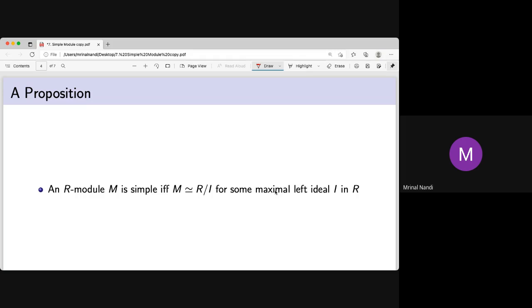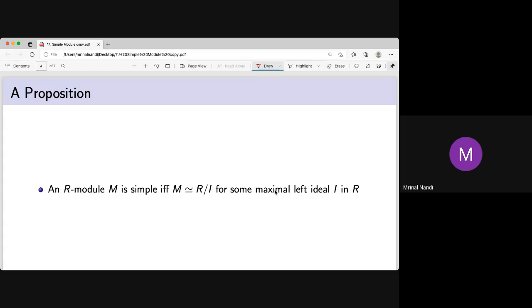So the converse can be stated in two different ways. The one direction is easy: if M is simple, you can find the I such that I is a maximal left ideal, and M is isomorphic to R mod I. The other way, from right to left, we can state in two different ways. We can say I have a ring R, and I have a maximal left ideal I in R. Then R mod I has a module structure, and that module is simple. Or you can say, I have R, and a maximal left ideal I in R, R mod I has a module structure, and some module M is isomorphic to R mod I.